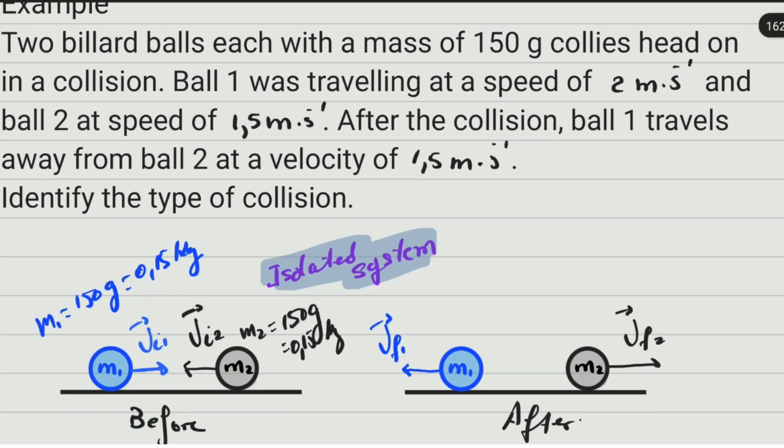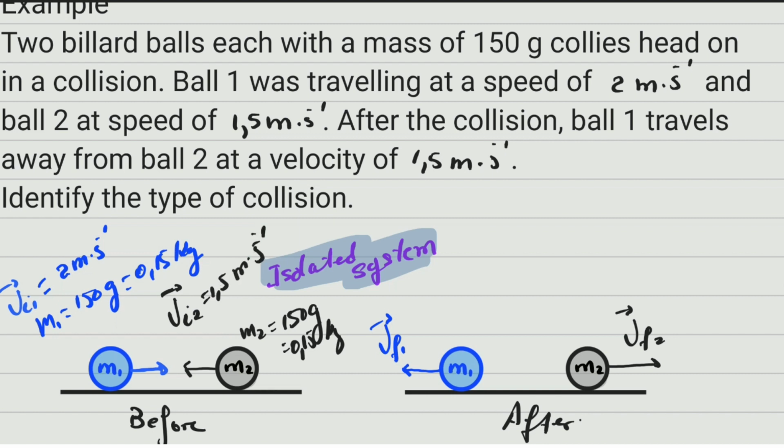So as usual, let's first of all write the data, and we already did write the mass. So let's write the velocity right now. The initial velocity of the first ball is going to be 2 meters per second, and the initial velocity of ball 2 is going to be equal to 1.5 meters per second. Right now we have one that is moving in one direction and the other one is moving in the opposite direction. So let's finish the data first. After the collision, what we have is that ball 1 travels away.